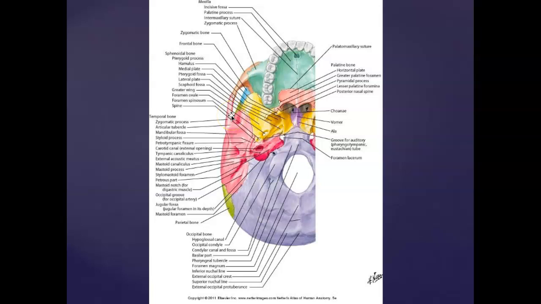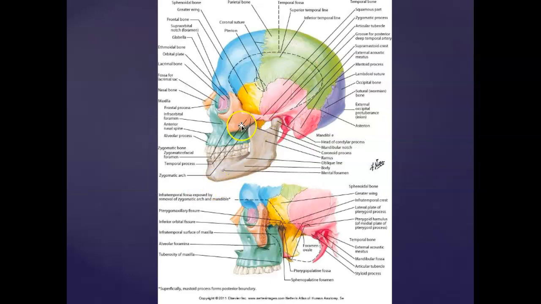Okay, zygomaticofacial foramina. Kind of right in through here, there's a small hole where nerves travel, giving sensation to that area. Zygomaticotemporal foramina is on the back side, a small hole on the back of the temporal process. I don't have a great picture to show that, but a nerve supplies sensation to that area as well. So zygomaticofacial, zygomaticotemporal.